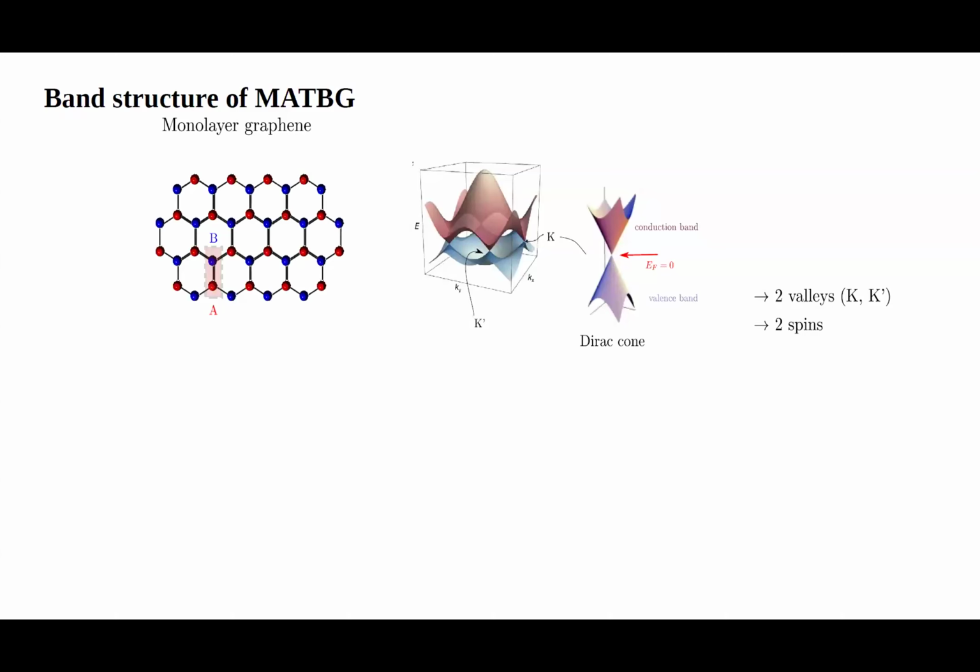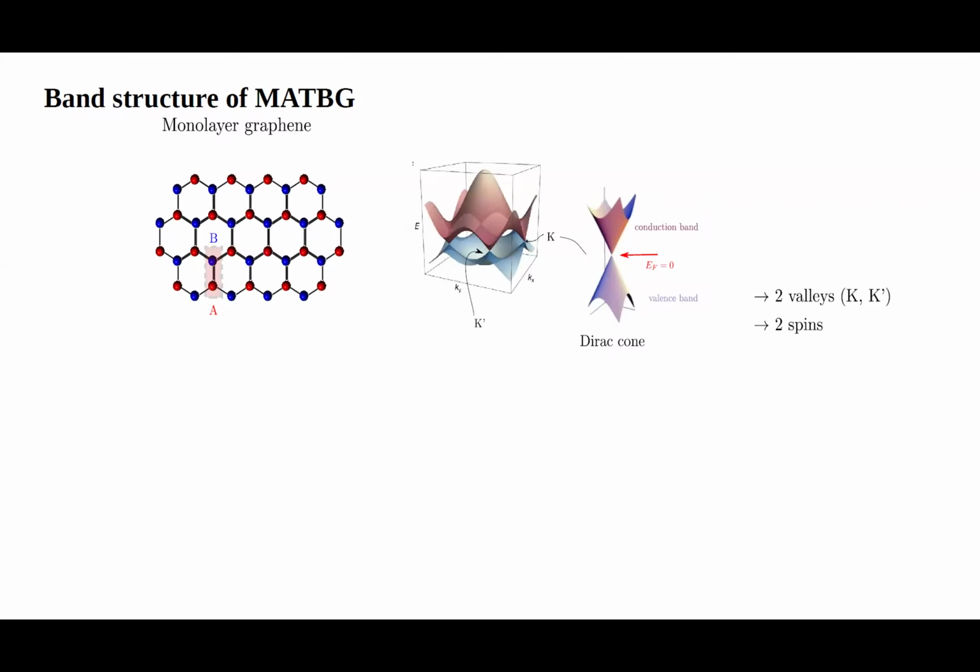If you look at the band structure, as I was saying earlier, this is a semi-metal, and at all the corners of the Brillouin zone, there are Dirac cones. So you have this linear dispersion, and there are actually 2 inequivalent corners of the Brillouin zone, K and K prime. So this is going to give you 2 different valleys. And you also have a spin degeneracy because electrons carry a spin.